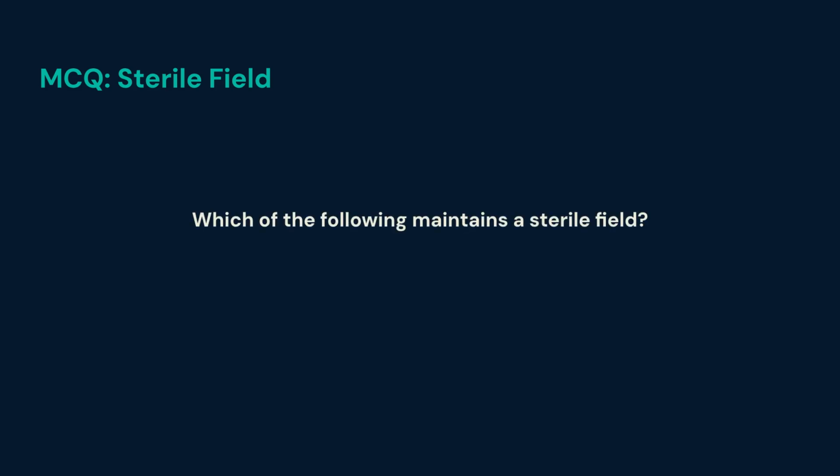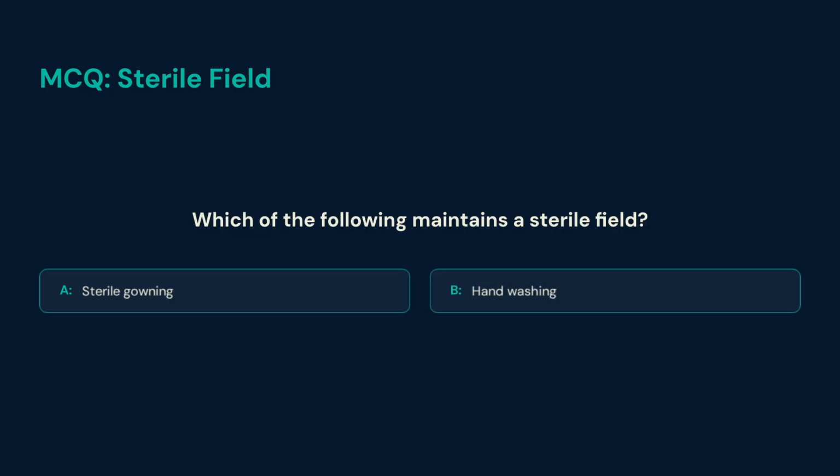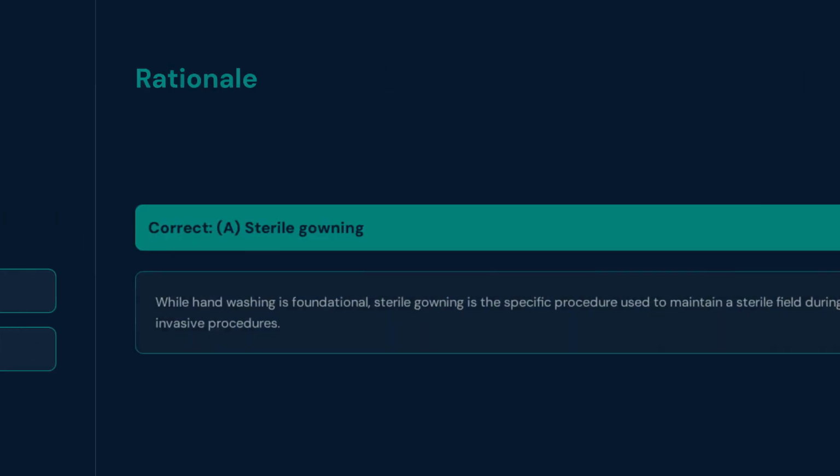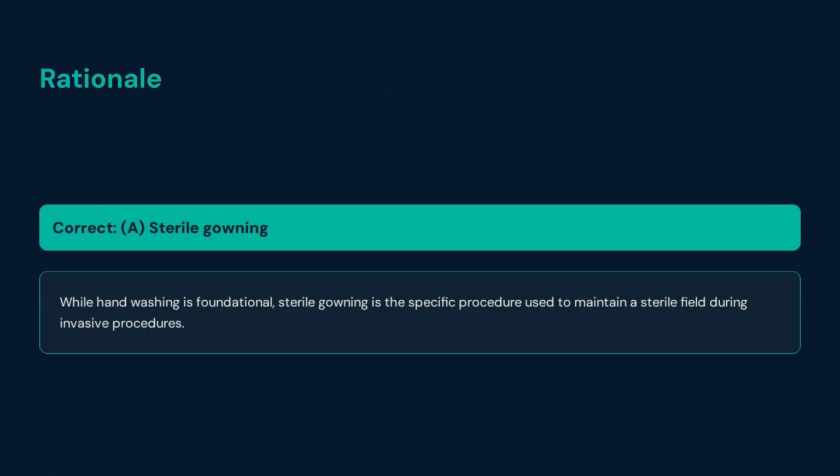This question is about maintaining a sterile field. Which action helps maintain a sterile field? A. Donning sterile gloves first, B. Touching the outer edge of the sterile drape, C. Keeping sterile items above the waist, or D. Allowing unsterile items to touch sterile items. The correct answer is C. Keeping sterile items above the waist. This is a fundamental principle of maintaining sterility, as anything below the waist is considered contaminated.